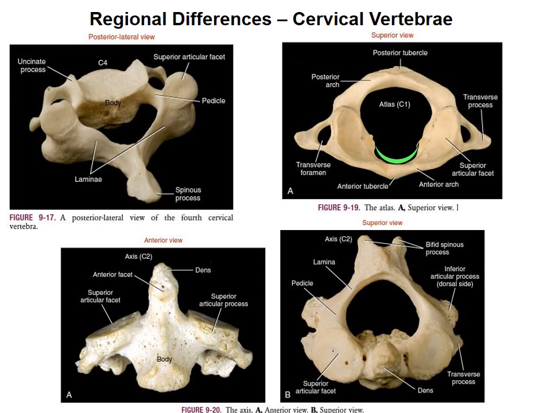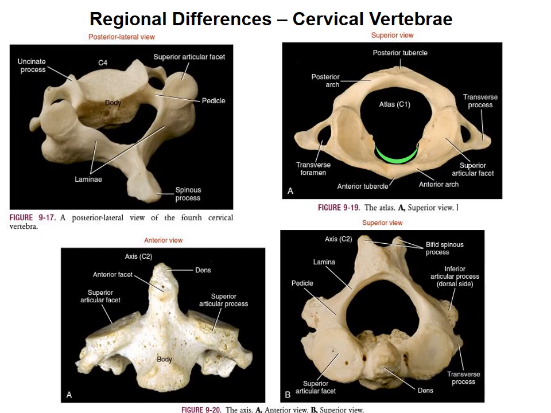I've mentioned them, but I want to take a close look at the atlas C1 and the axis C2 because they're very important functionally and they have some distinct anatomical features that other cervical vertebrae don't have. For comparison purposes, the top left picture is of a C4, a typical cervical vertebra.